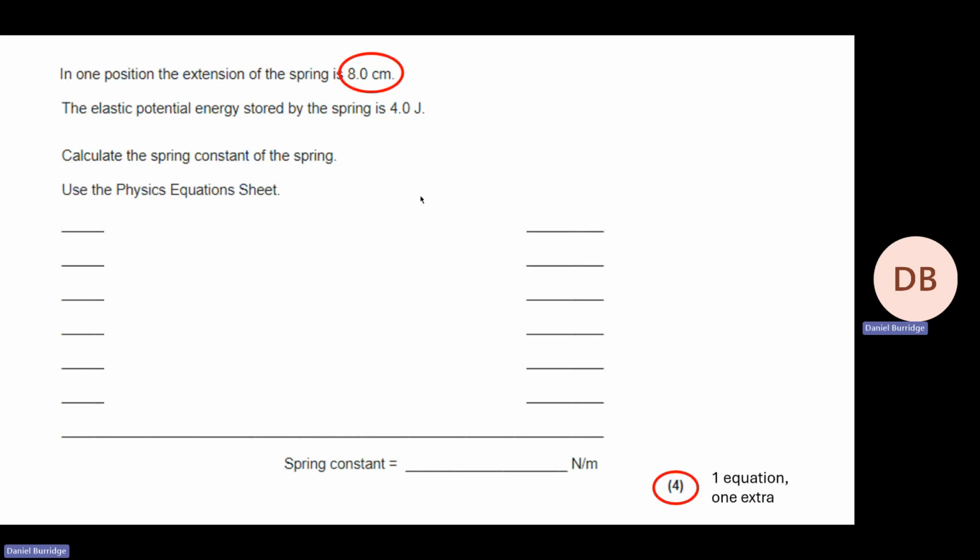So my centimeters, they're smaller than a meter. So I'm going to need to divide. And that means that I'm going to take that 8, I'm going to divide by 100. My answer will be 0.08 meters.